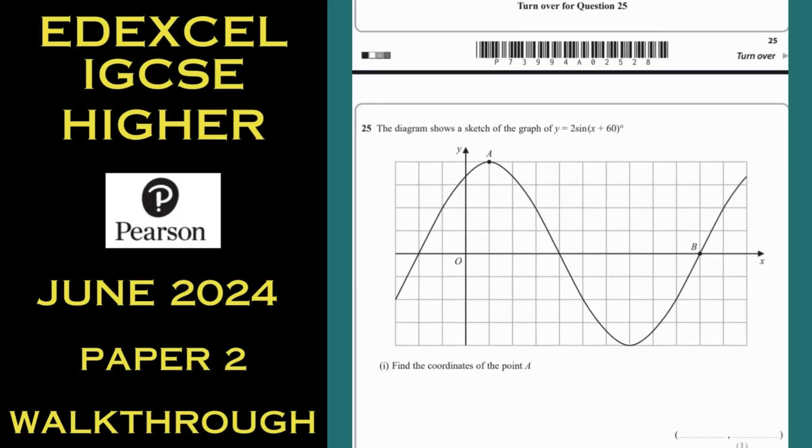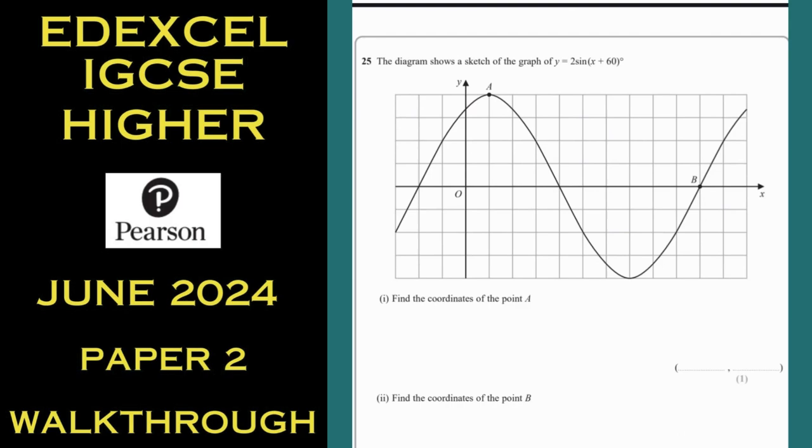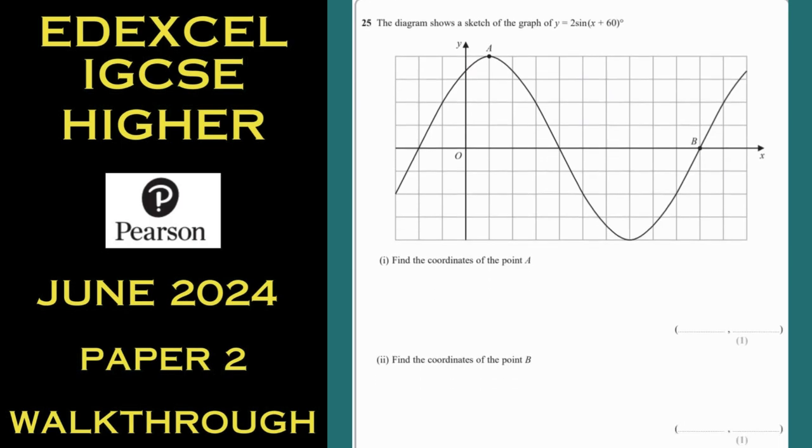Number 25, good old transformations. Before I even read the question, I start looking at, well, how high? Oh, they've not given us a scale. But remember, sine curve goes up to 1. They've put a 2 in front of it, so this goes up to and down to plus and negative 2. It's also been moved. Don't forget what a plus 60 does. That moves a graph left 60.